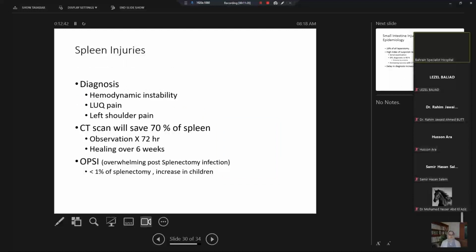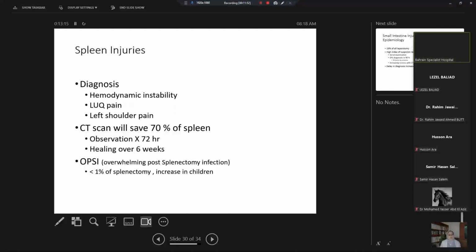As I said, there are sometimes specific organ injuries. For example, we may see spleen injuries. How do we diagnose that? If we see the patient hemodynamically unstable, we may see him with left upper quadrant pain, left shoulder pain. The CT scan will usually diagnose 70% of spleen injuries. We will put the patient for observation for 72 hours, and the healing takes over 6 weeks.